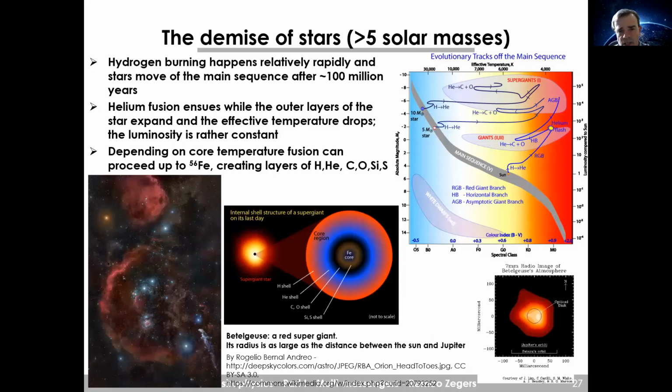So this is this main sequence that I mentioned earlier. And helium fusion starts while the outer layers of the stars expand and the temperature drops, and the luminosity is as a consequence rather constant. And then depending on the core temperature, fusion can proceed and create heavy elements up to iron 56. And at that point, fusion can no longer continue because no more energy is created. And so you see some examples of these stars here. Here's Betelgeuse. This is a red supergiant. It has a large radius that has expanded, for example.